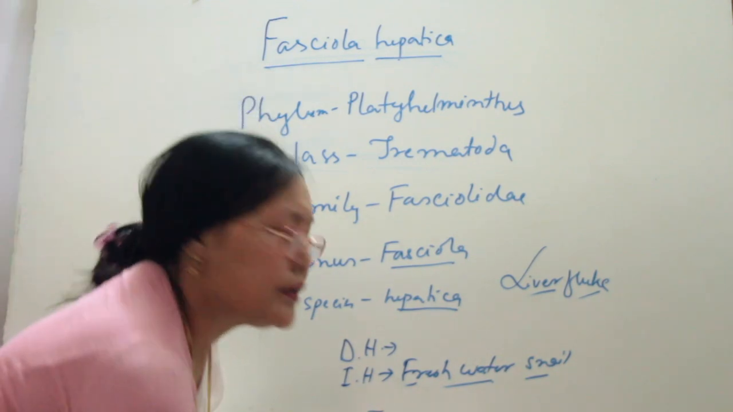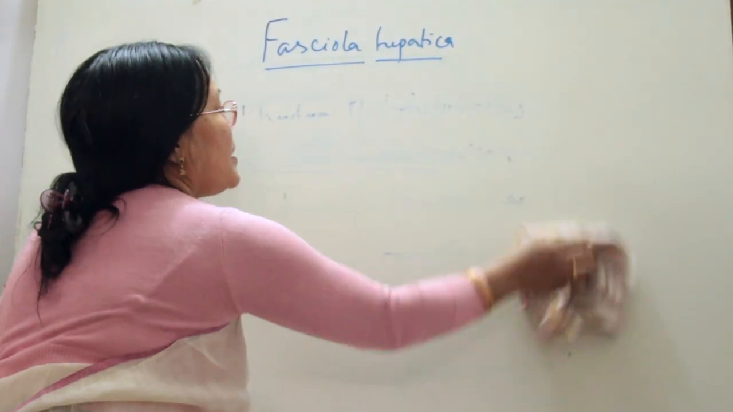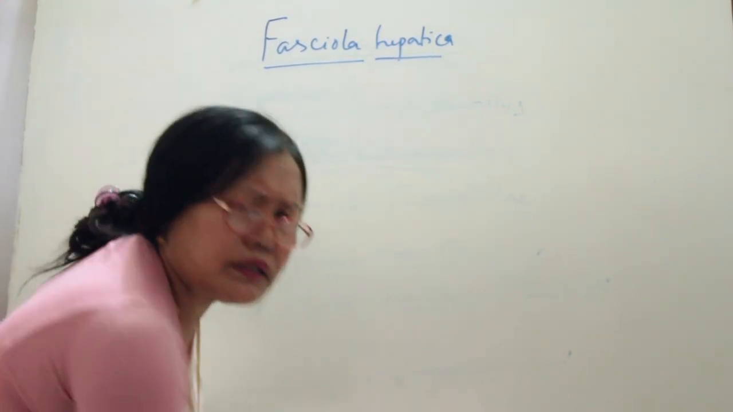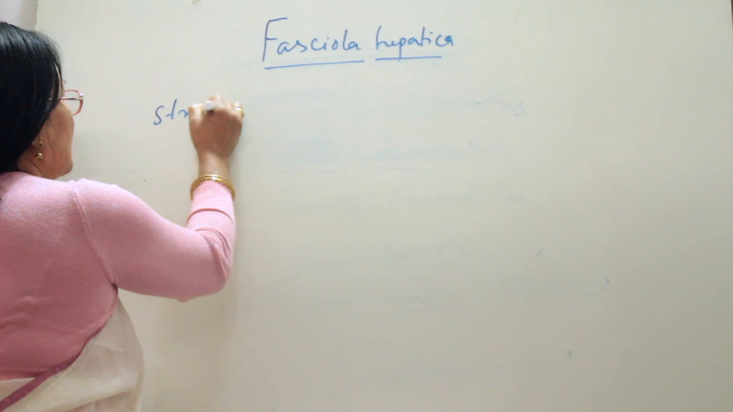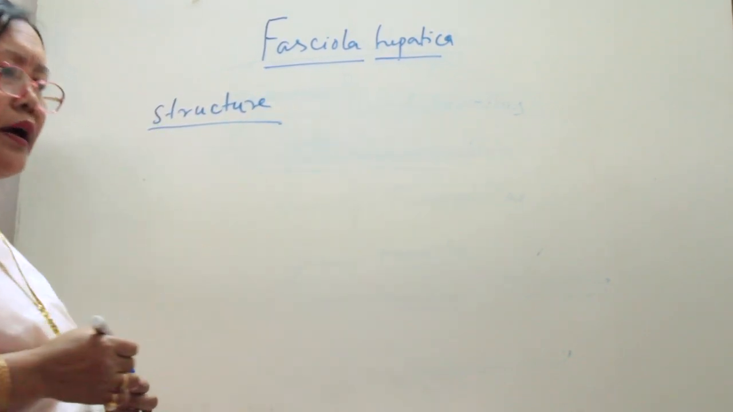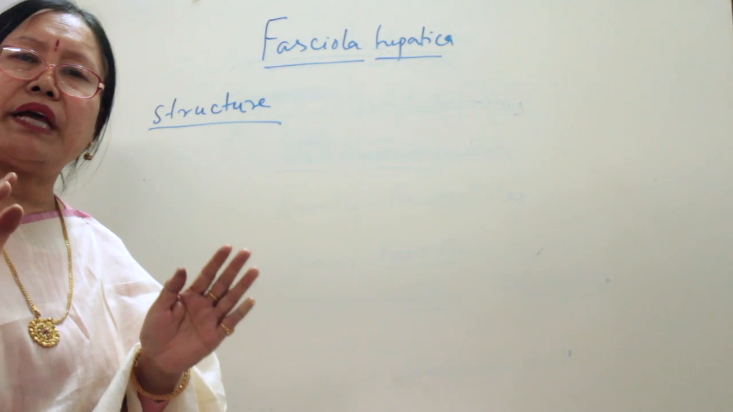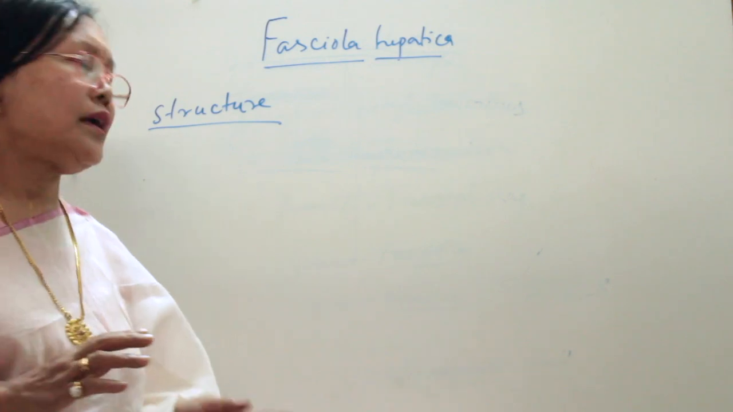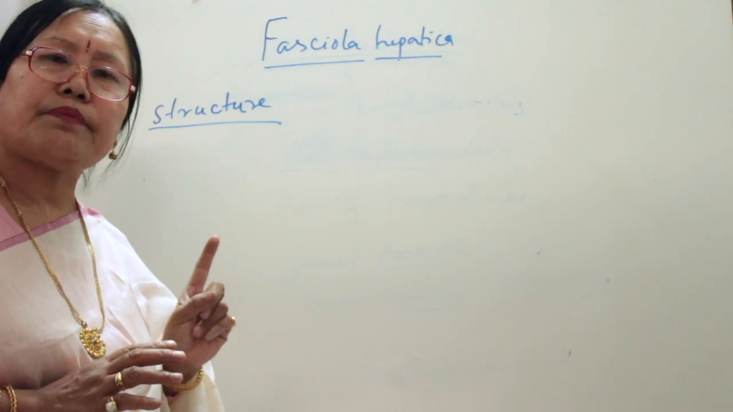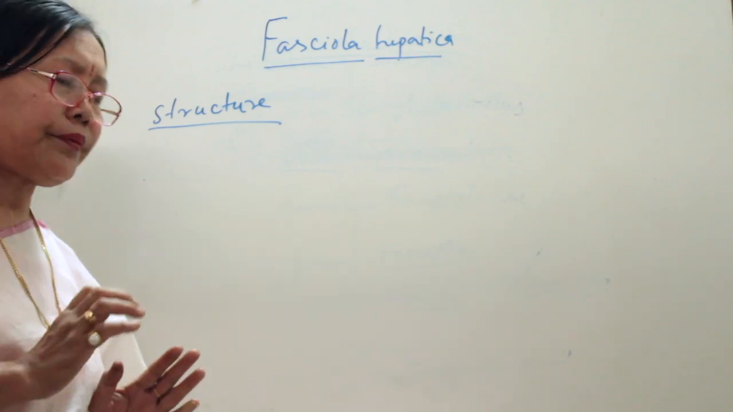So this is all about the systematic position of this helminth parasite. This helminth parasite usually has a leaf-like structure. Then what about the structure of Fasciola hepatica? They are leaf-like, that means their body is dorso-ventrally flattened, that is, an animal having a dorsal and a ventral side. But in this parasite, the body is dorso-ventrally flattened just like a leaf. So we discuss the structure of this parasite.